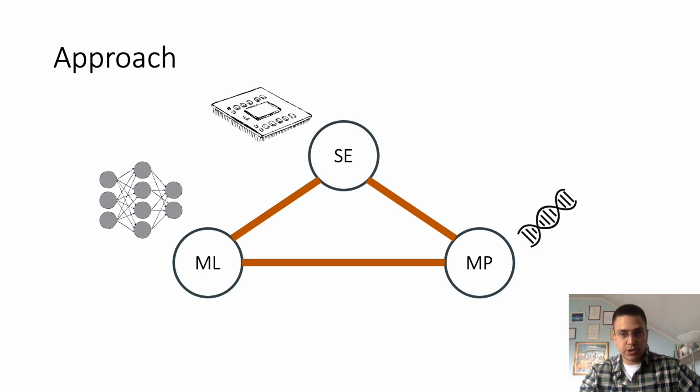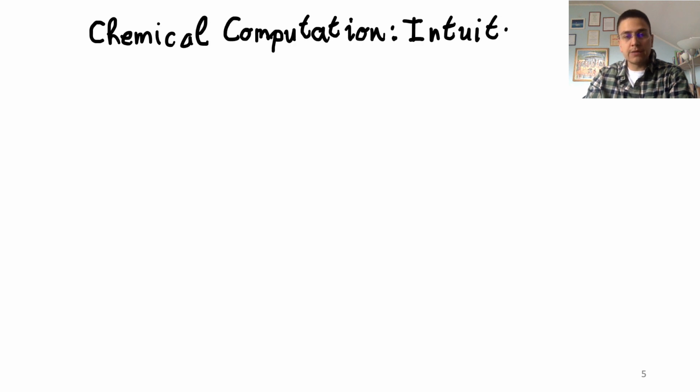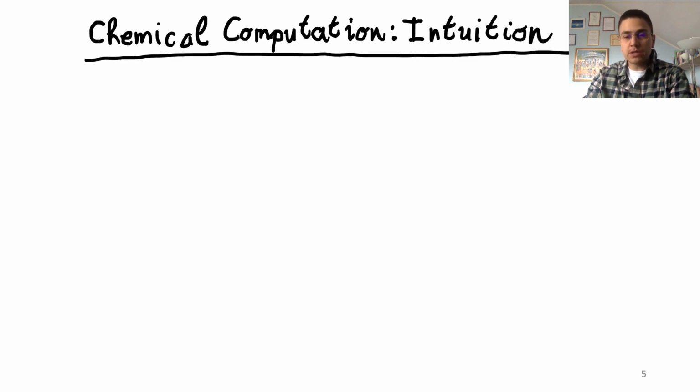So my approach in programming with chemistry is to look at software engineering, machine learning, and molecular programming from a unified perspective and try to extract common principles and apply them between the areas. Before diving into my work on how I design chemical computation, I'll give you an intuition of what it means to compute in chemistry.